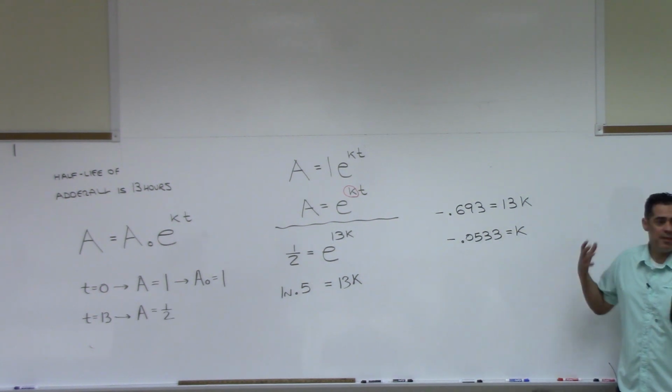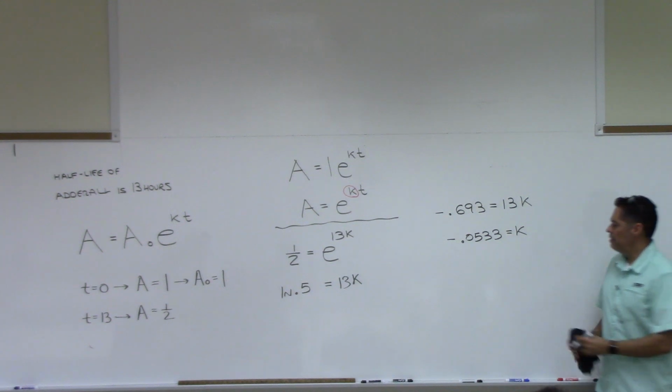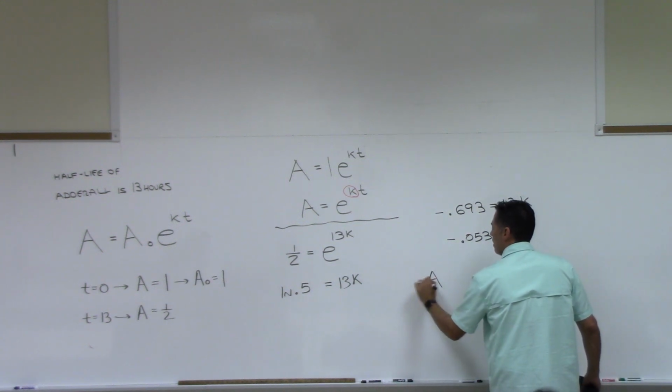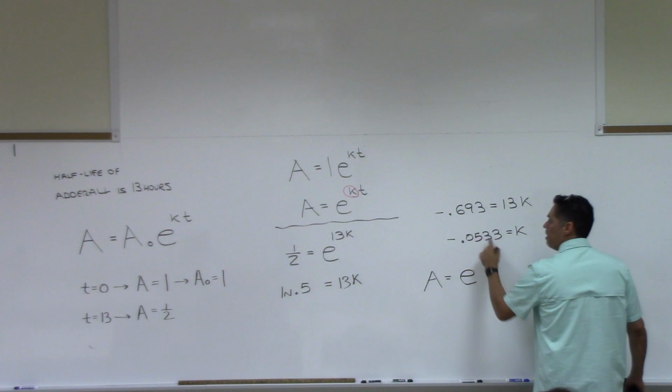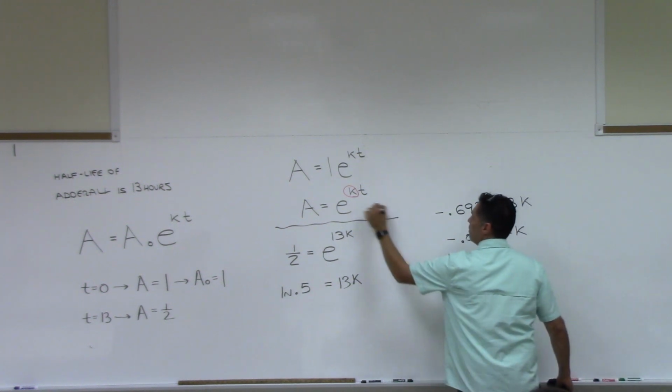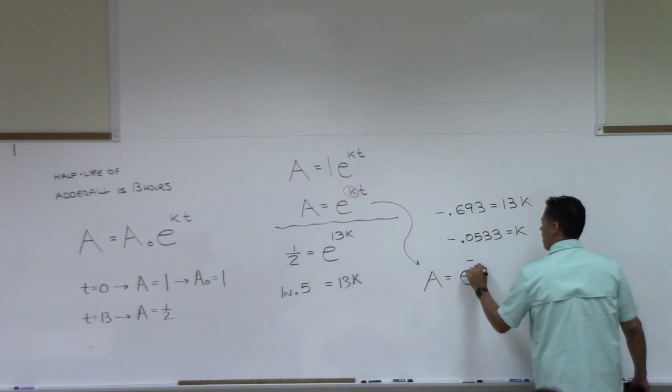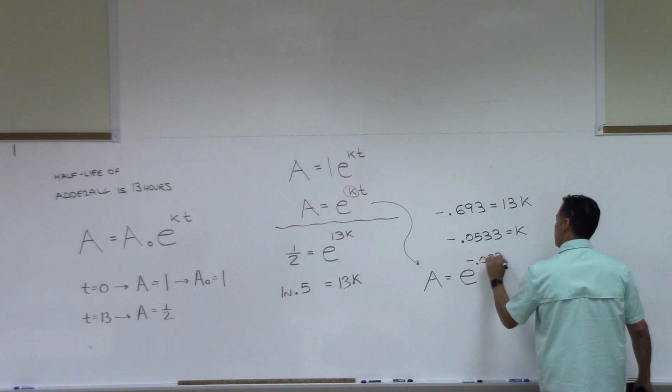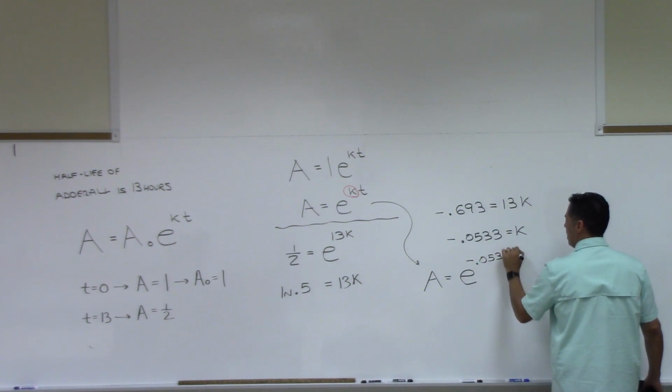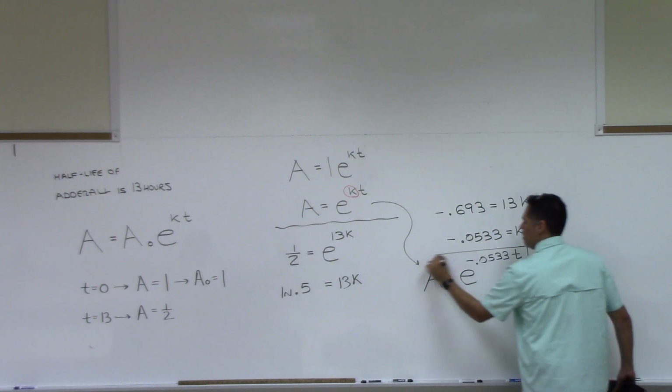And now we have the k, so we have the master formula. The master formula for Adderall is A equals e to this number we just got, negative 0.0533 t. There you go.